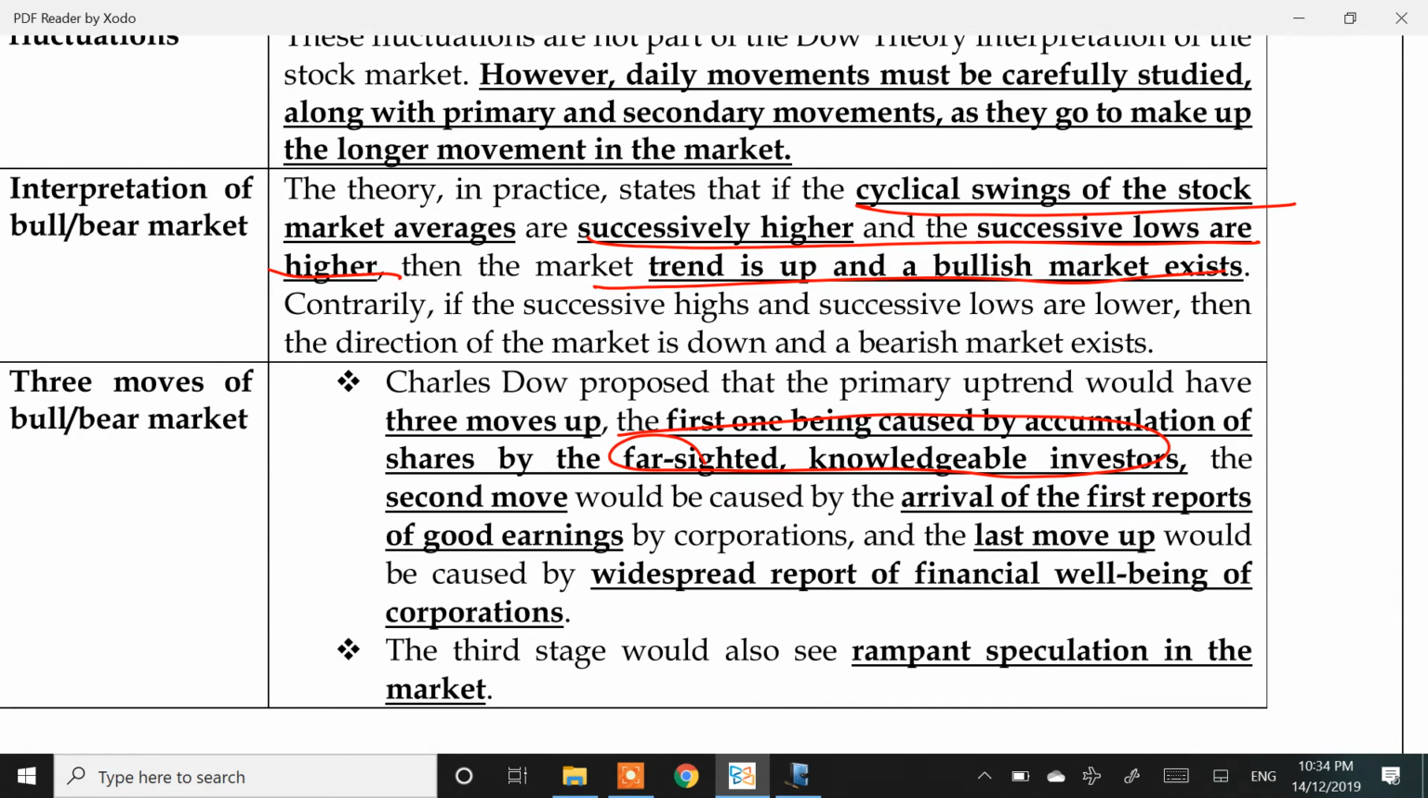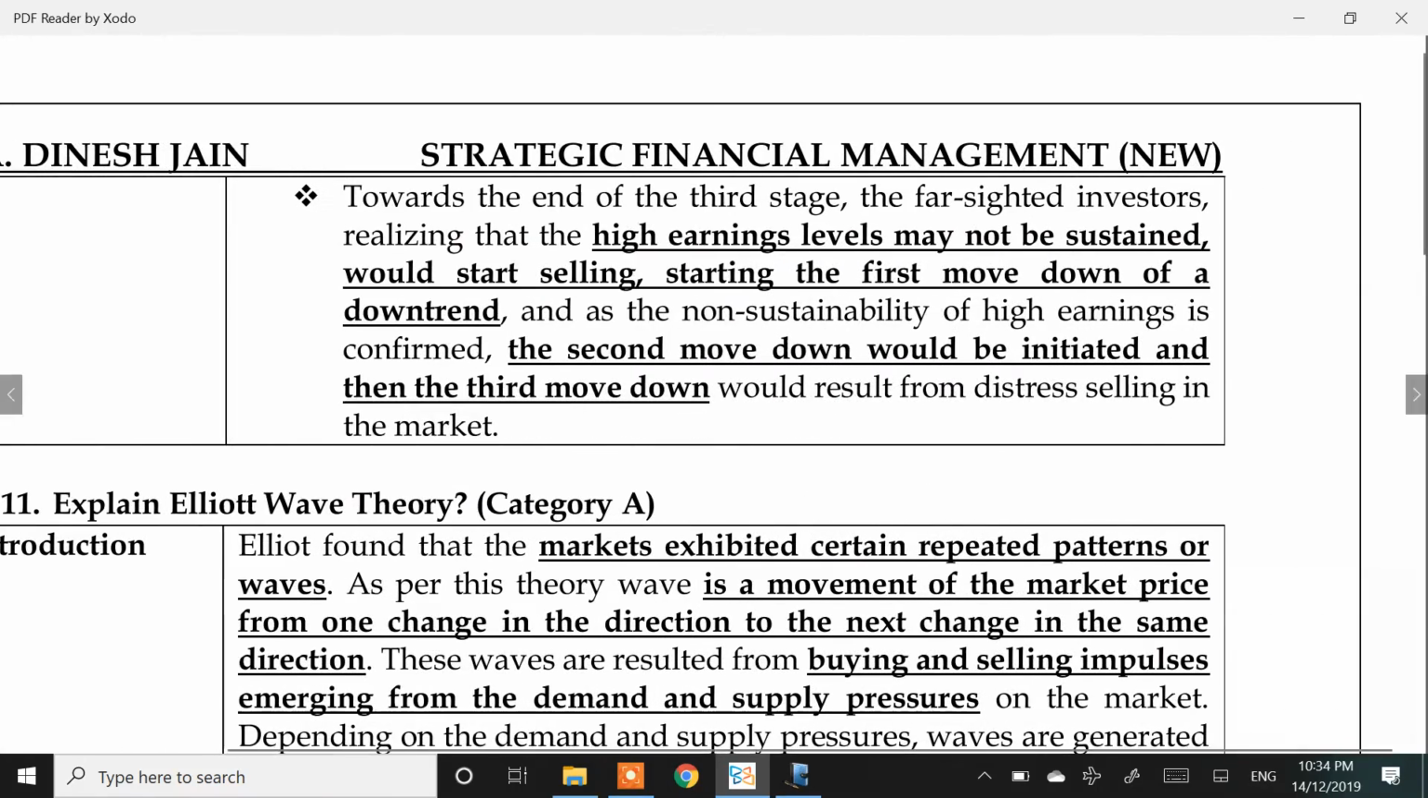Now, once the third stage comes in, it also indicates that prices have gone up significantly, and there is a possibility that the company may not be in a position to perform, so there is a possibility of lower performance. So once the third stage of the bull market comes in, that becomes the first stage of the bear market. The knowledgeable, far-sighted investors will move out and start selling, and as earnings are not coming in, the second move down will happen, and then the third move down will happen, which will lead to distress selling. At this stage of distress selling, again the knowledgeable set of investors will start coming in.